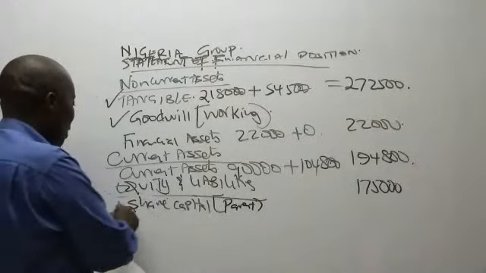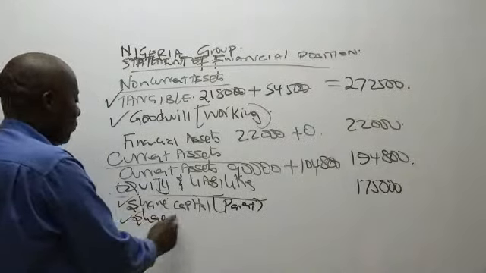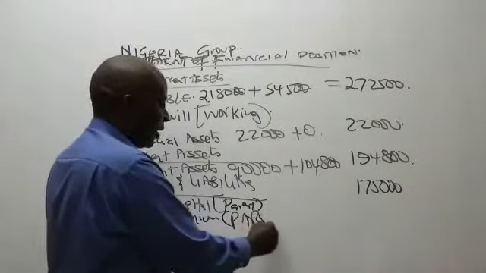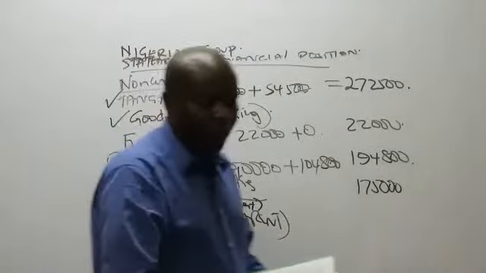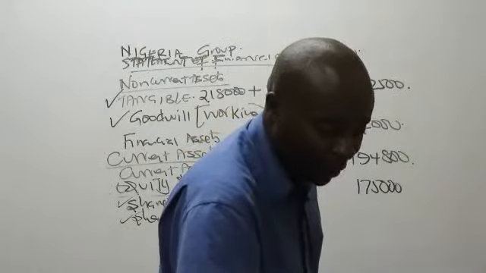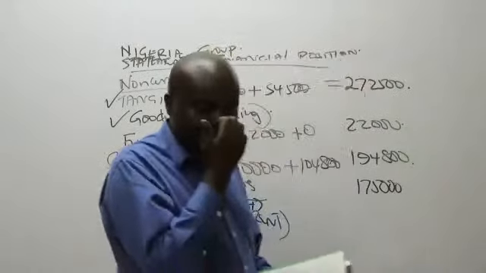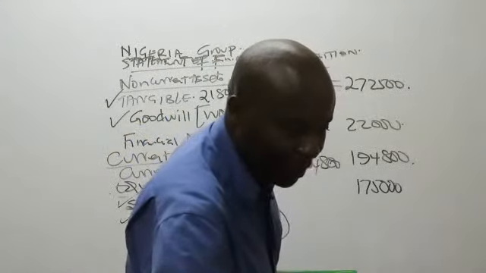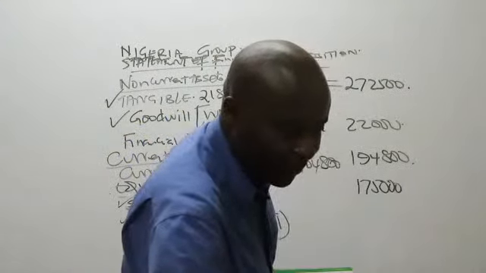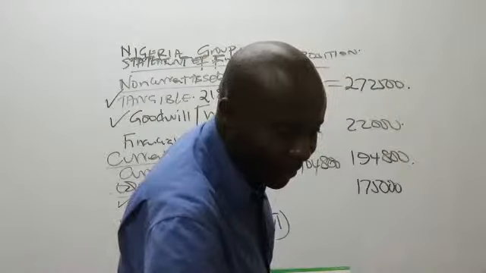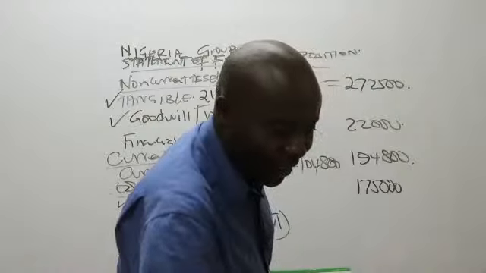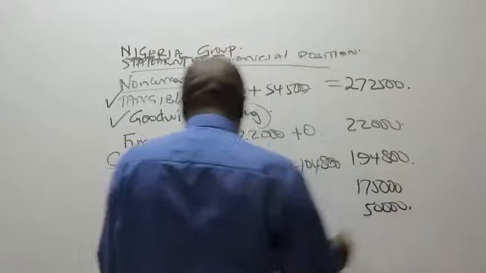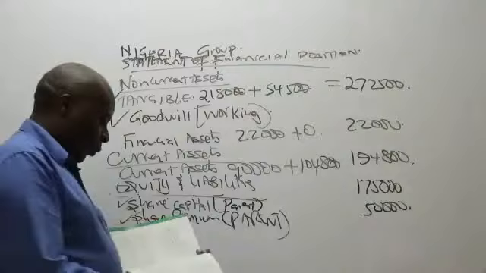So share capital, we have share premium, a free mark there. Share premium is also for the parent. So could you kindly give me a figure, somebody there, for the parent, for share premium? For share premium, they say 50,000. 50,000. Thank you very much. And ladies and gentlemen, from there, we move on.